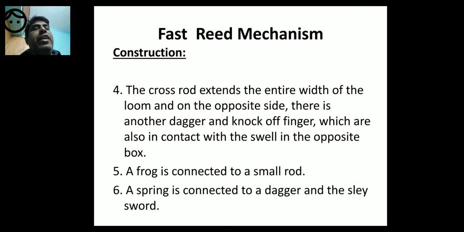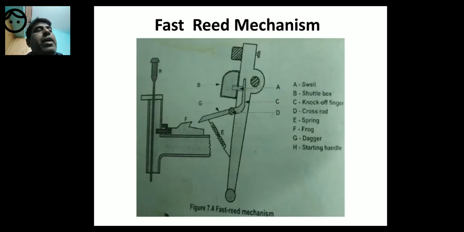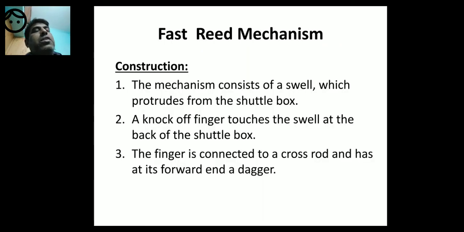A frog is connected to a small rod, which in turn is connected to the starting handle. And the sixth point is a spring, connected to a dagger and the sley sword. You see the spring, that is E. So E is connected to the sley sword and dagger. So that is the spring.